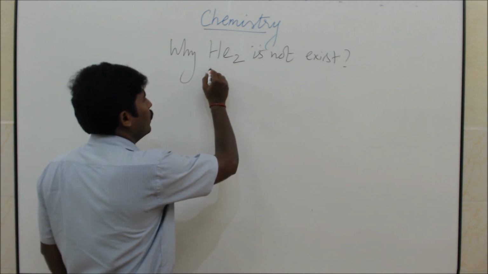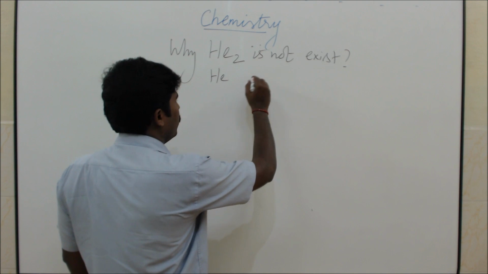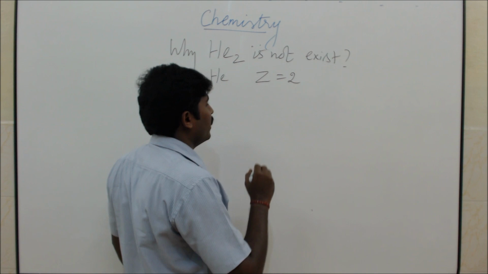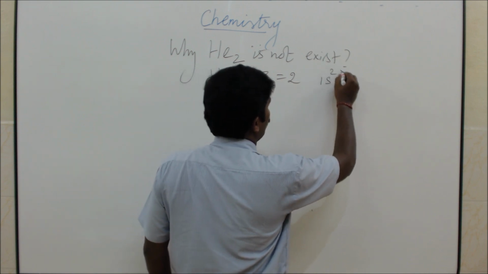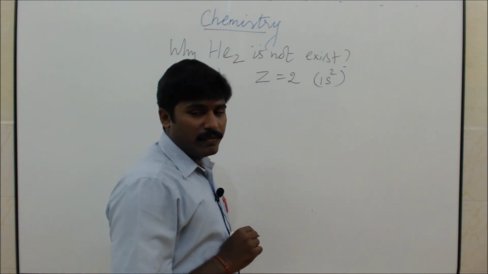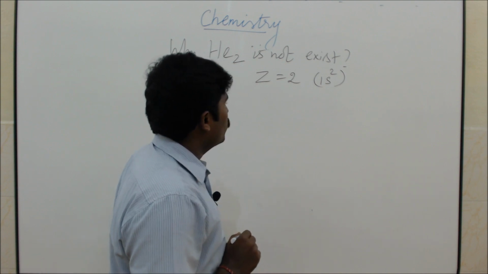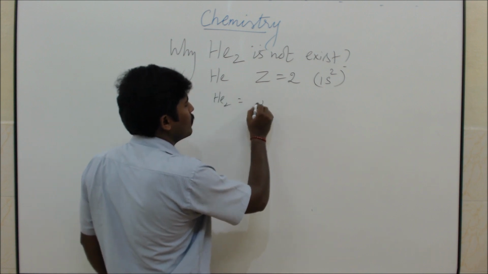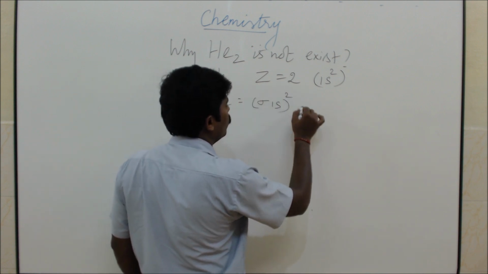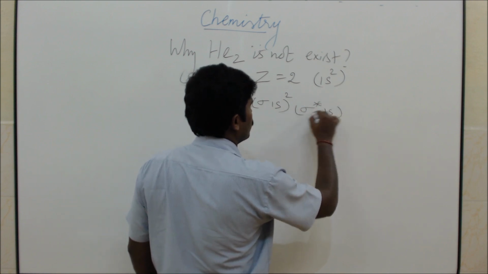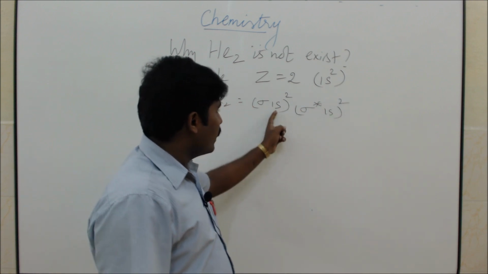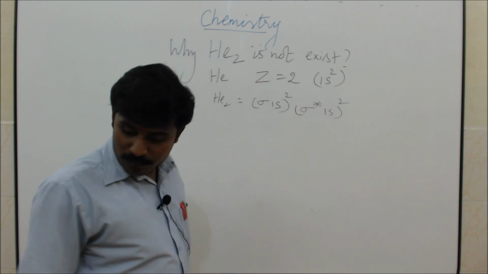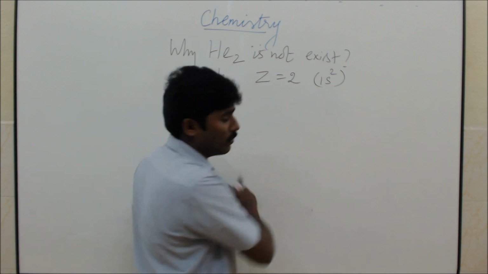Here, for helium, the atomic number Z is 2. What is the electronic configuration? 1s2. According to MO theory, the electronic configuration for the helium molecule, He2, is sigma 1s2, sigma star 1s2. I'll explain how to write the electronic configuration. So how to draw the MO diagram for the helium molecule?